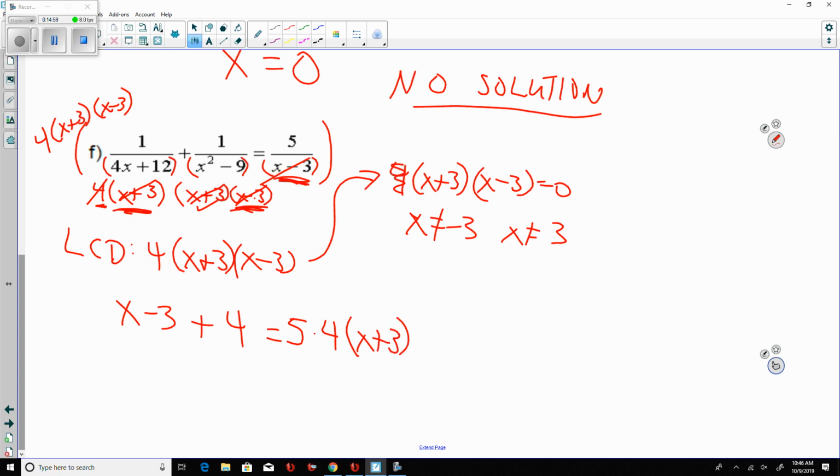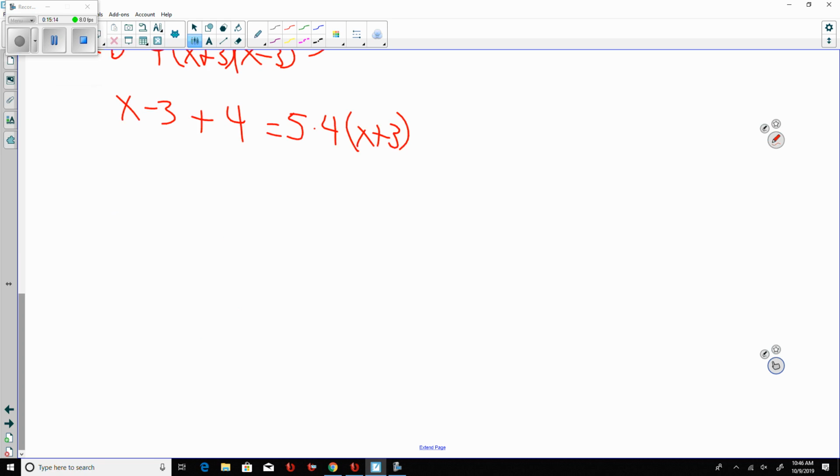Just be very careful. If you want to send it through and have 4x plus 12, that's fine, no problem. Whatever you want to do. Everybody okay with that? Good? So now, combine. So I have x plus 1 equals. So this right here is 20. 5 times 4 is 20. So I have 20x plus 60.